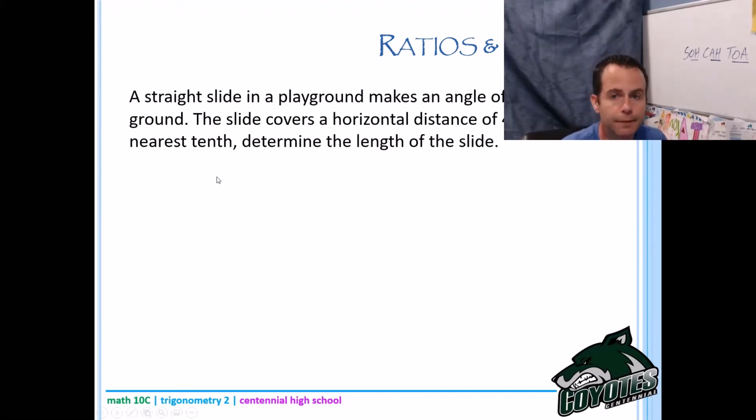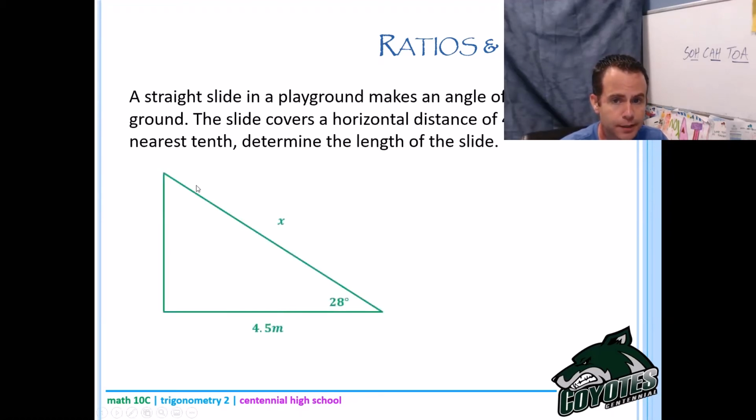So I have a straight slide going down. I know the angle that it makes with the ground, and I know the horizontal distance it covers. So I'm looking at something like this, where this guy here is my slide. I was asked to determine the length of the slide, so that's why I put the X there. I know it covers a horizontal distance of 4.5, and I know it makes an angle with the ground of 28 degrees. Once I've established that, I'm right back to where I was on the previous slide.